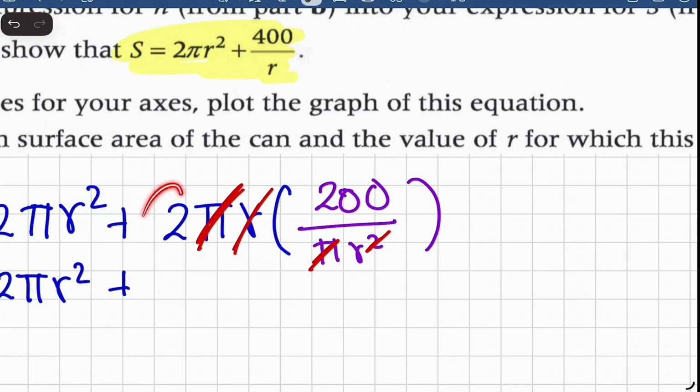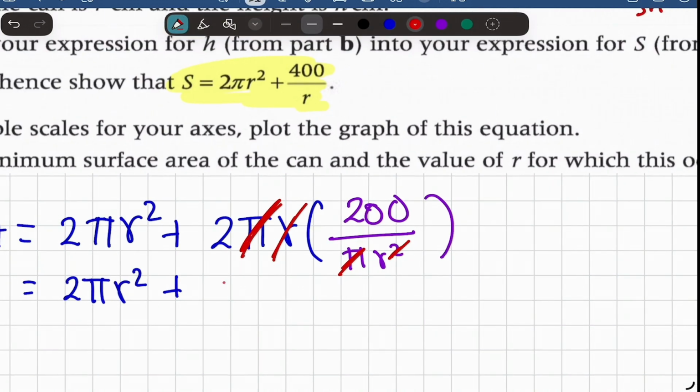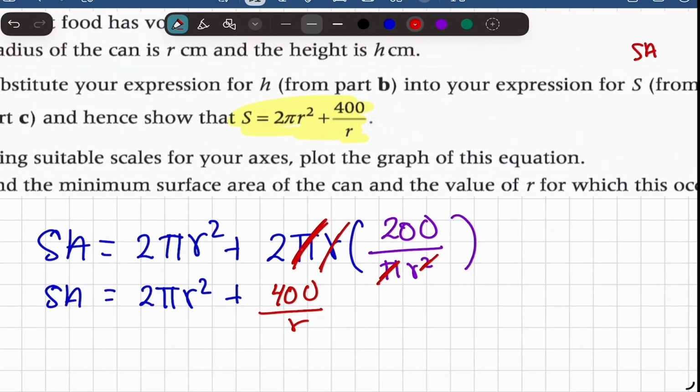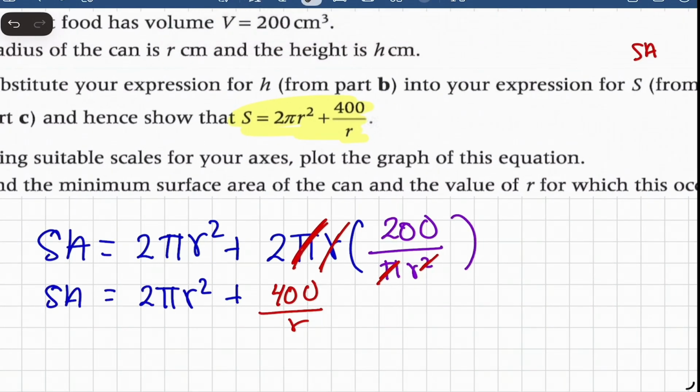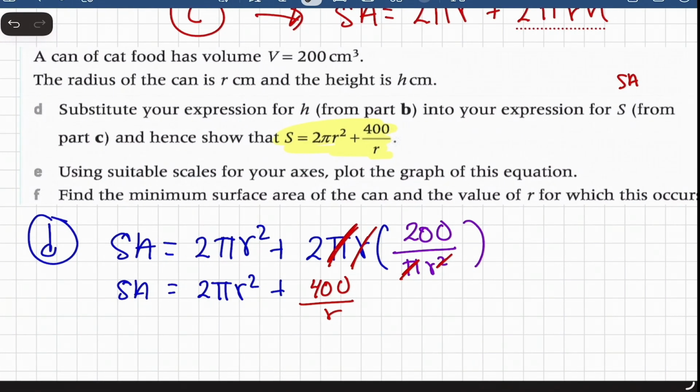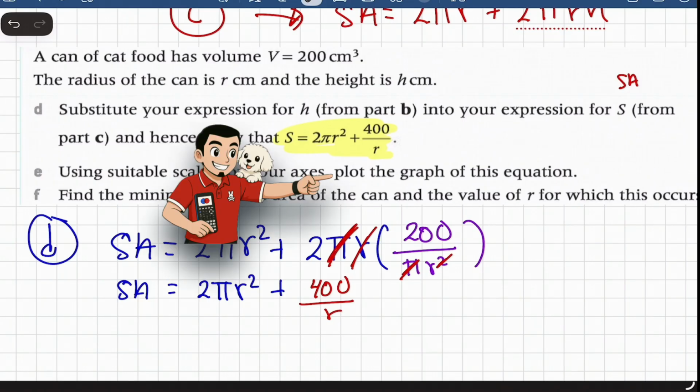Then we can multiply 2 times 200 because this is like a fraction. If you remember, when we have a fraction, we can multiply like this. Okay, so we have 2 times 200. Obviously, this is 400 divided by r, and that's it. This is the result. But you can see, hence show that. So we have 2 pi radius squared, the same, plus 400 divided by r. Okay, this is d.